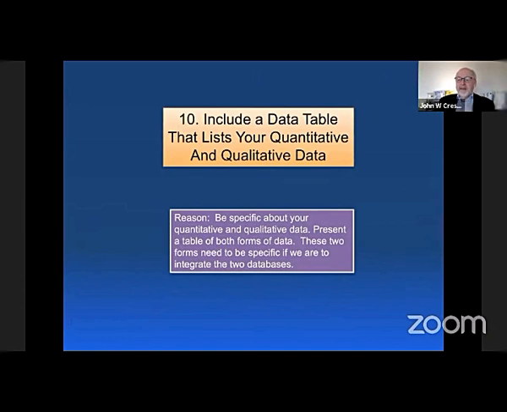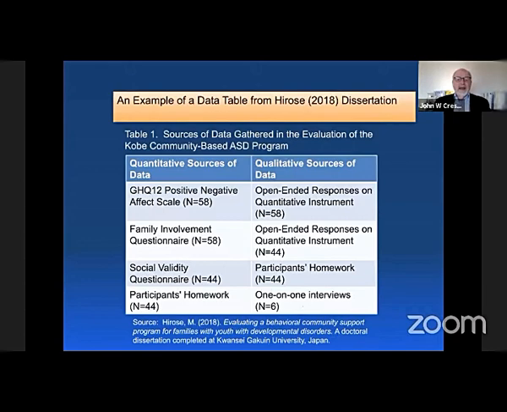And then the final one I want to share with you is a data table. If you're going to bring these two databases together, it's helpful to separate them first, and just put together a table that lists your quantitative sources of data.